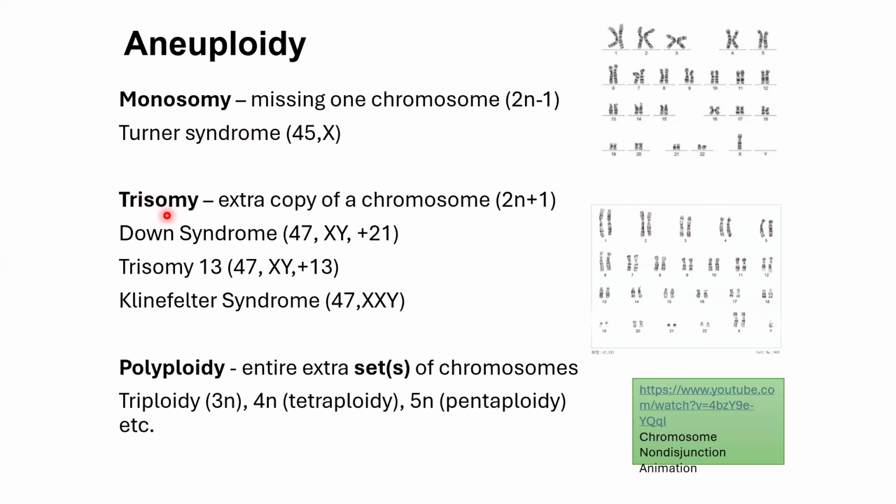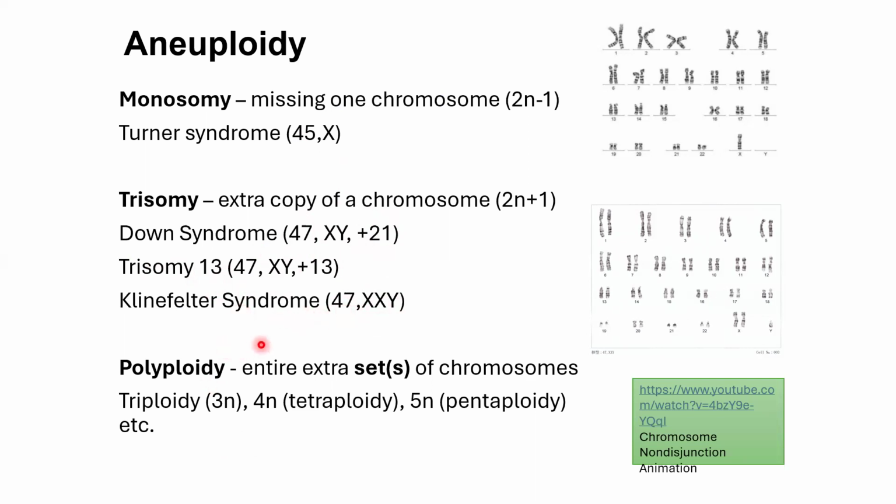And then there's trisomy, which is an extra copy of a chromosome. So like 2n+1. Examples would be Down syndrome, where there are 47 chromosomes, an extra chromosome of chromosome 21. Or trisomy 13, where it's an extra chromosome of chromosome 13. Or Klinefelter, where it's an extra X chromosome.